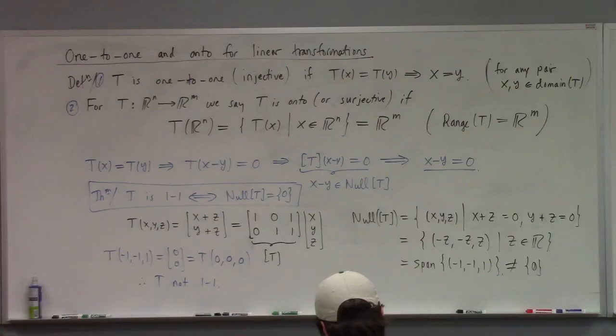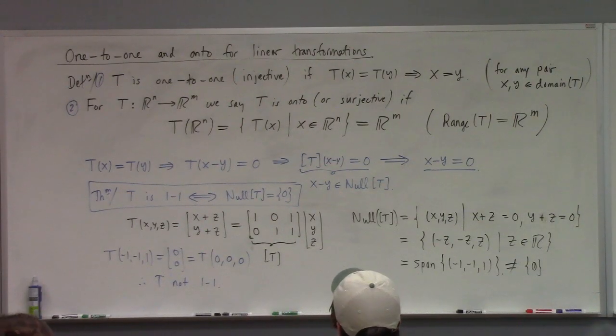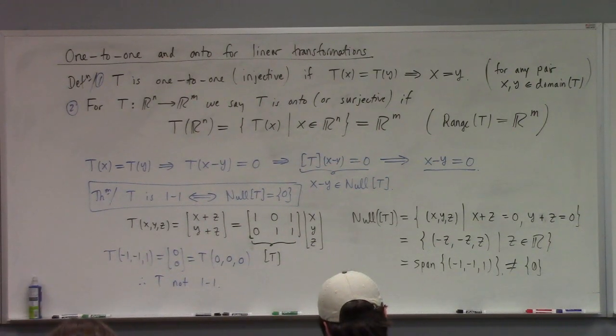All right, so that's how to judge whether or not a mapping is one-to-one. We simply have to look at the standard matrix, and if the null space of that matrix is non-zero, it's not one-to-one. If the null space of the matrix is 0, it is one-to-one. It's an injective map. Simple as that.